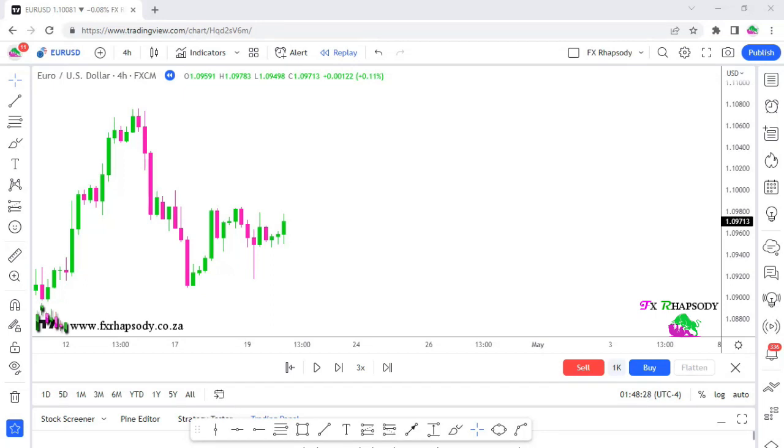Today we're going to be looking at EURUSD. It's going to be analysis on the 4-hour time frame and then also looking at the 1-hour time frame. We're going to be looking at what happened last week, and then also what we're going to be looking at for this coming week.